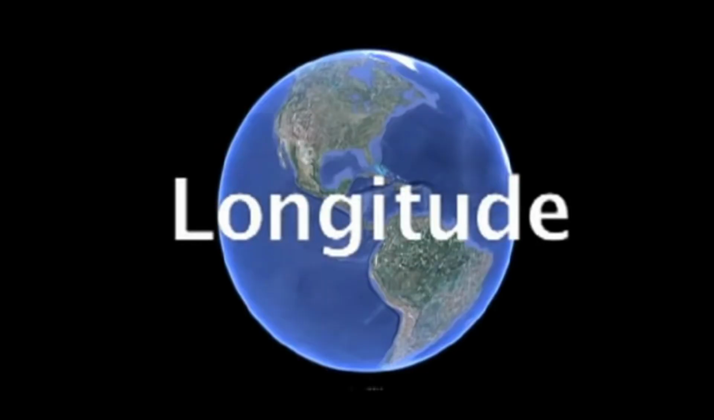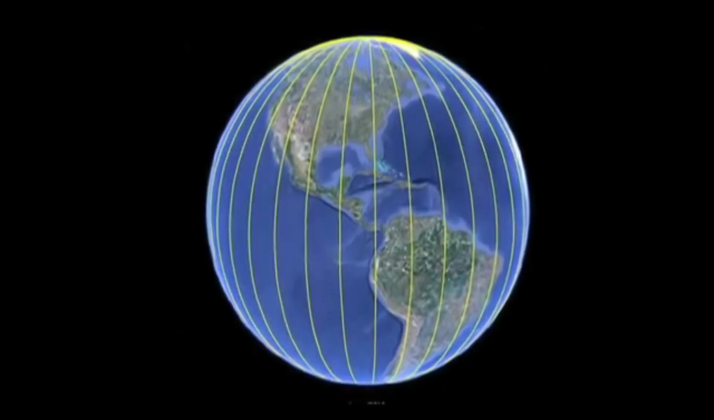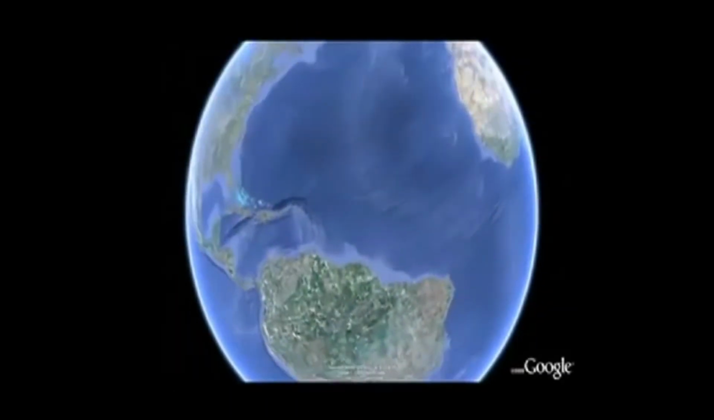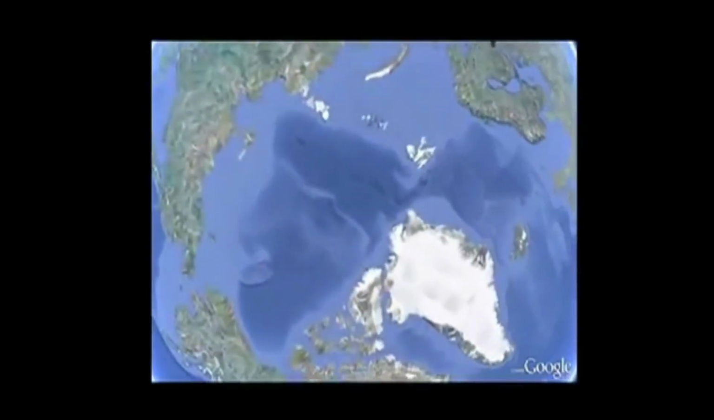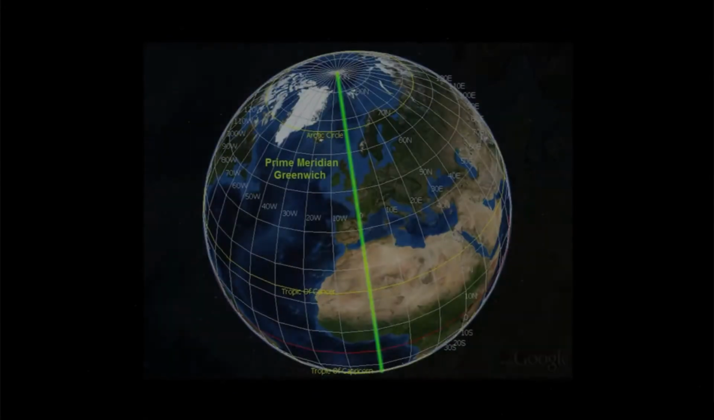Longitudes. Longitude lines run north and south, and are called meridians of longitude. These lines are measured the same way as the parallels of latitude, using degrees, minutes, and seconds. However, unlike latitude, lines of longitude are not at equal distance from each other. Meridians intersect at the north and south poles.